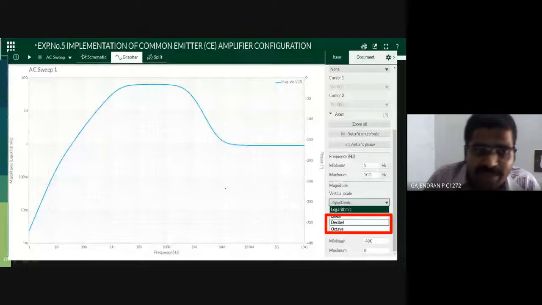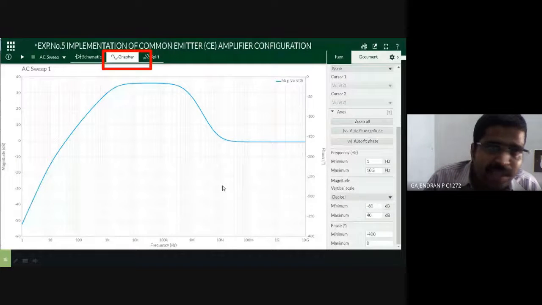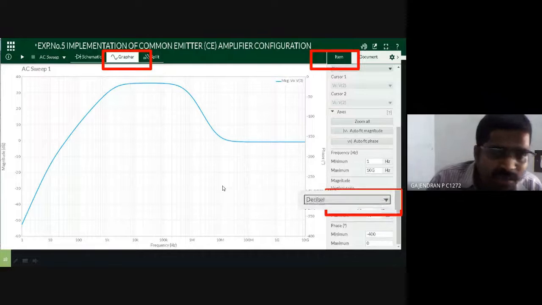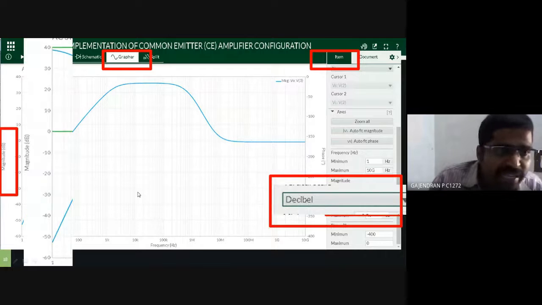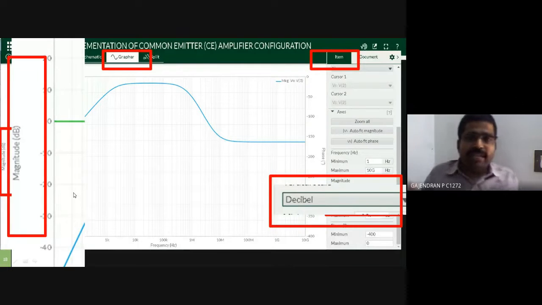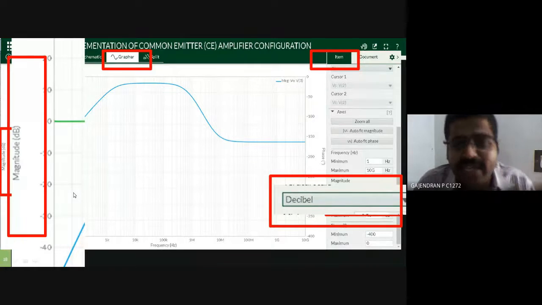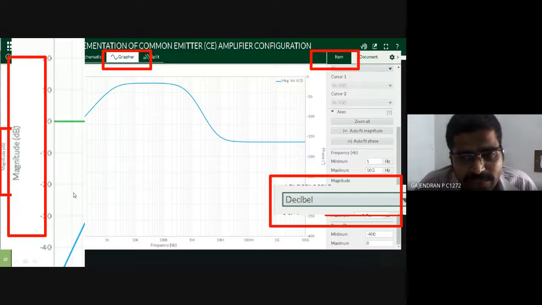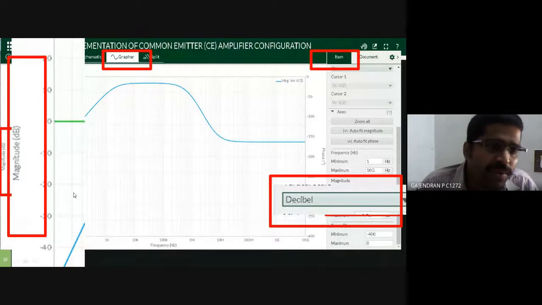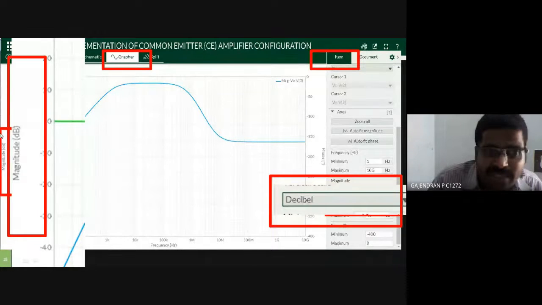Has anyone changed it into decibel? Now you check. It is changed into decibel. Here also, if you check, the magnitude will be in decibel. Am I clear to you? Take a screenshot of this one. The y-axis must be decibel in our case. Is it okay, sir? You can say yes or no. Yes, sir. Once you select decibel, did decibel come here? Okay?